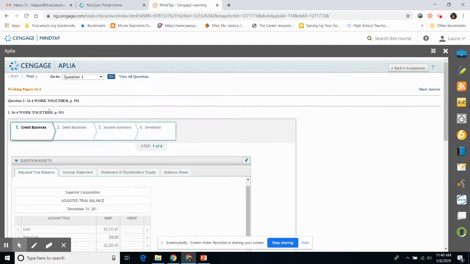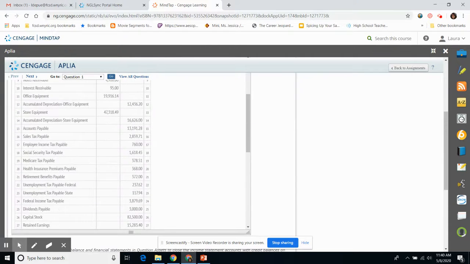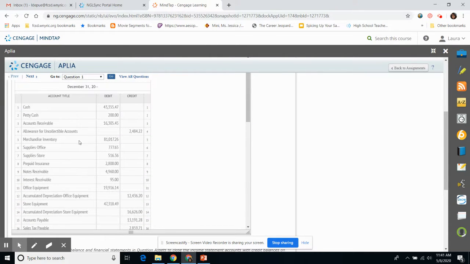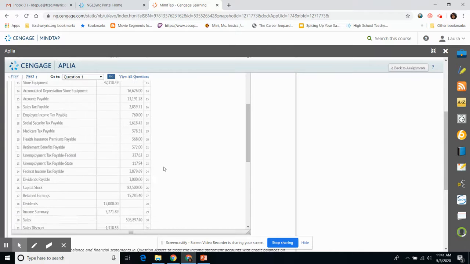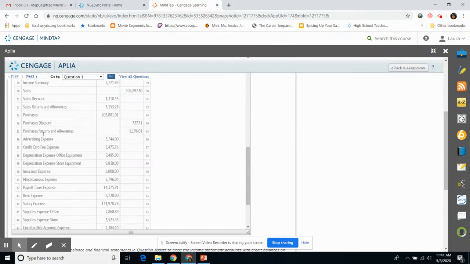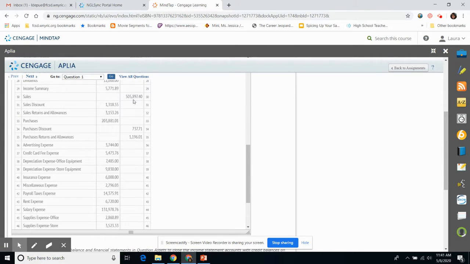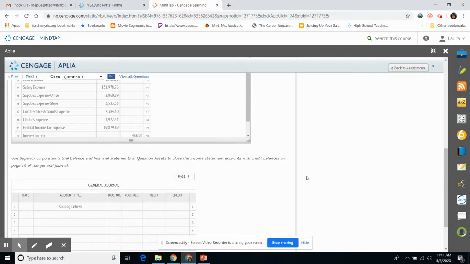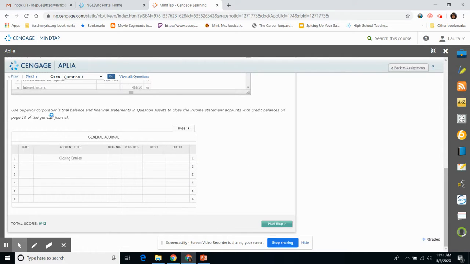So for this first one, credit balances, like I just showed you, we are looking at income summary and below, and only the accounts with credit balances. So starting right here with sales. Down here are the directions. We're using Superior Corporation's trial balance and financial statements to close out the income accounts with credit balances.